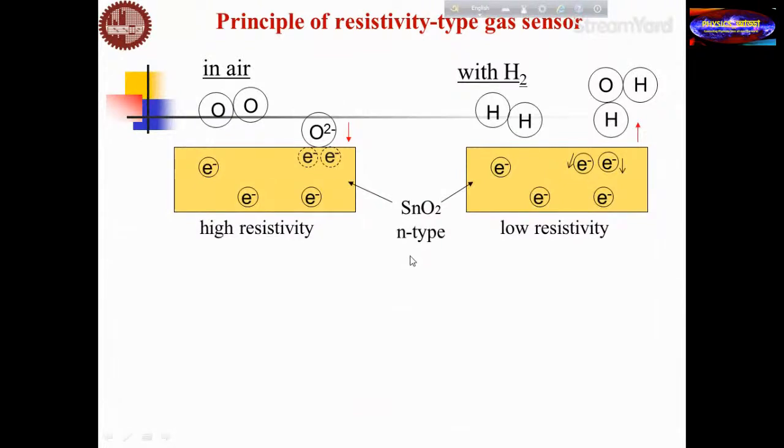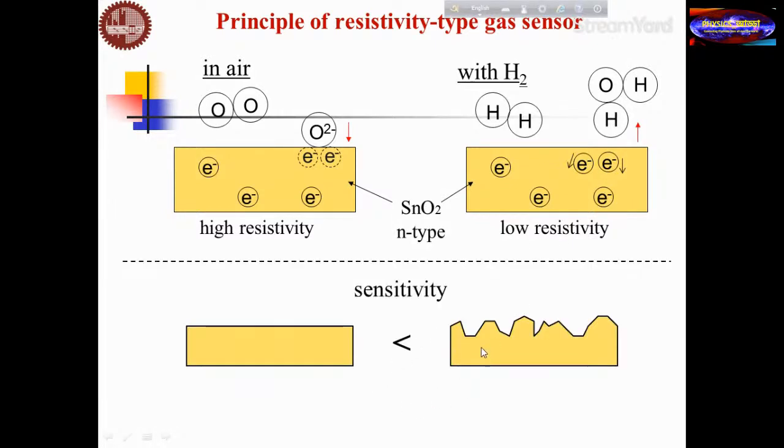So the basic principle of resistivity-type gas sensors is that we mainly need high sensitivity. Especially tin oxide is an N-type material. For an N-type material you see here the low resistivity and high resistivity. In the presence of air, the oxygen gives high resistivity. And with hydrogen, that gives low resistivity. Water molecules are also there. Here you see that the sensitivity increases with the roughness of the films. So we always need a rough surface material so that it can absorb the gas molecules. So sensitivity depends on the surface morphology of the material.